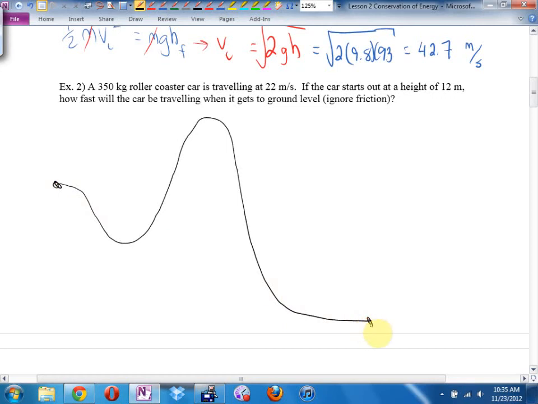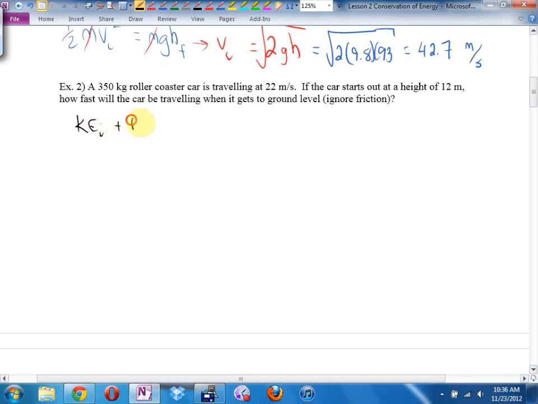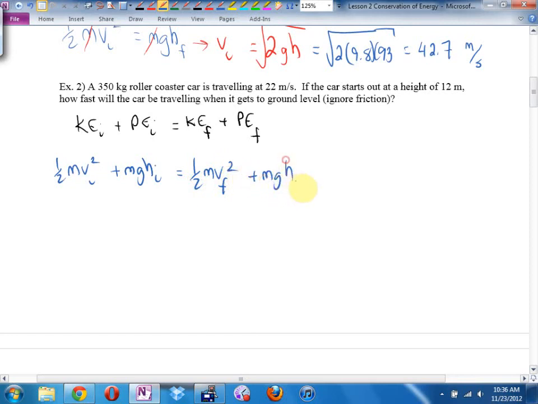Energy is a scalar. In fact, kinetic energy initial plus potential energy initial equals kinetic energy final plus potential energy final. Plus heat. Oh, no, it says ignore friction. A half mv initial squared plus mgh initial equals a half mv final squared plus mgh final.